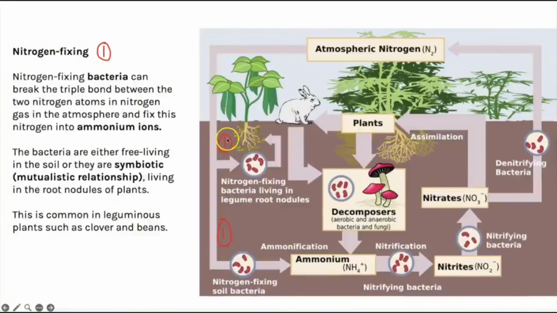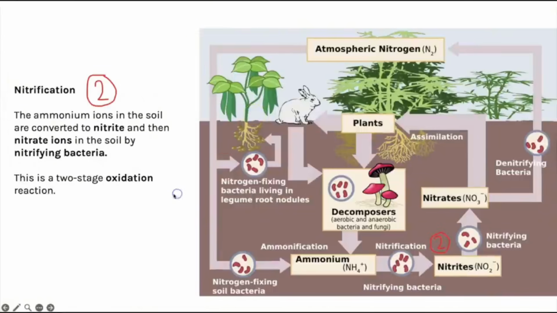Now that can either be done by bacteria that are free living in the soil, so the ammonium ions are fixed into the soil, or there are some plants, such as leguminous plants, which are clover and beans, that have these nodules, which means lumps, on their roots. And within those root nodules, there are bacteria that can fix that nitrogen directly into the plant itself.